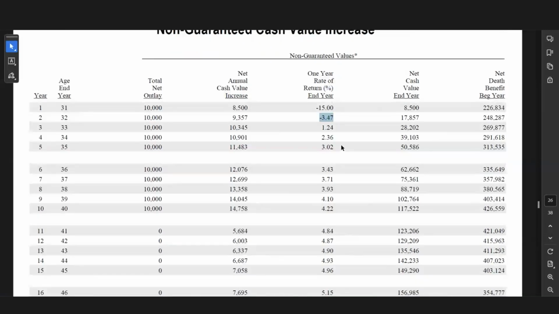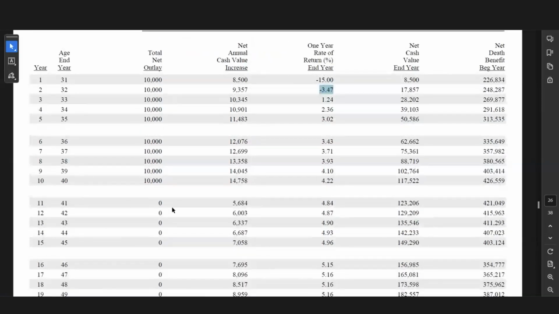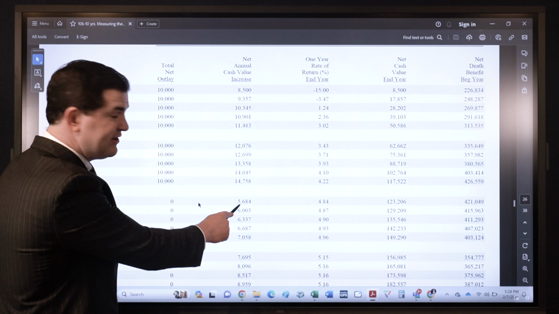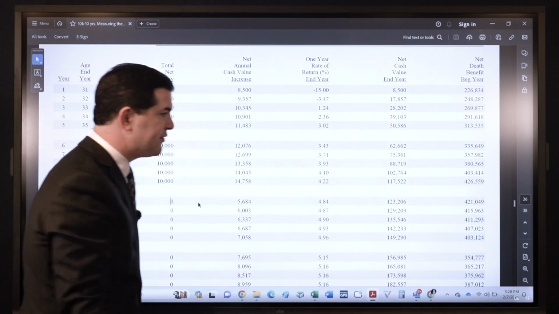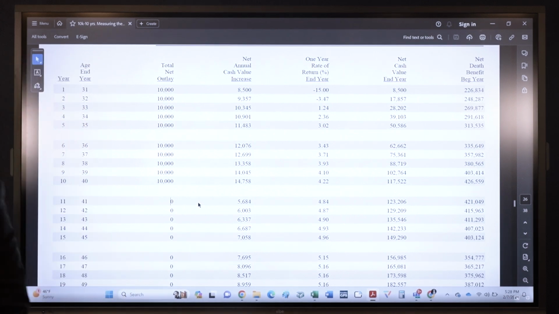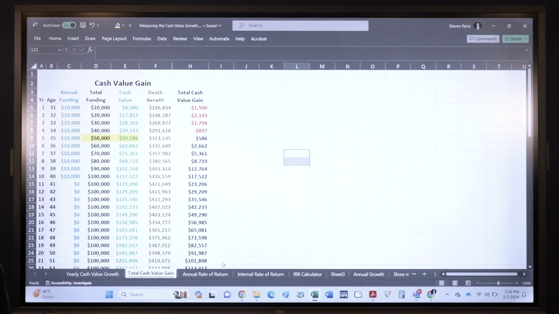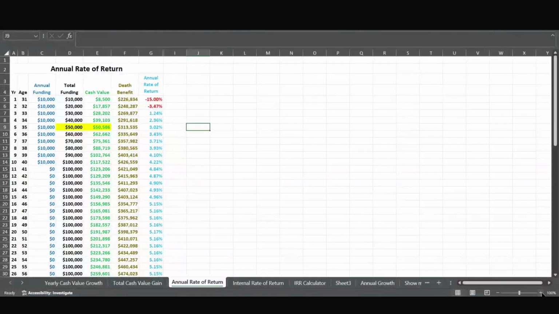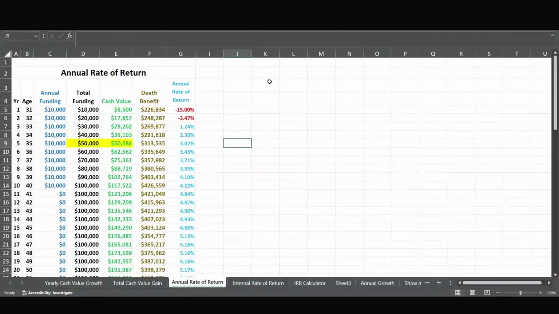Year 2, negative 3.47, but we see it increasing over time. We see year 11, when you pay nothing in, it's 4.84%. Where that comes from is year 10, you had 117,522. You paid 0. The growth was 5,684. That comes to 4.84%, which gives you the 123 and change. We can do the same thing on Excel, which I actually prefer because I like to add some colors to it. It helps me follow things quite a bit.